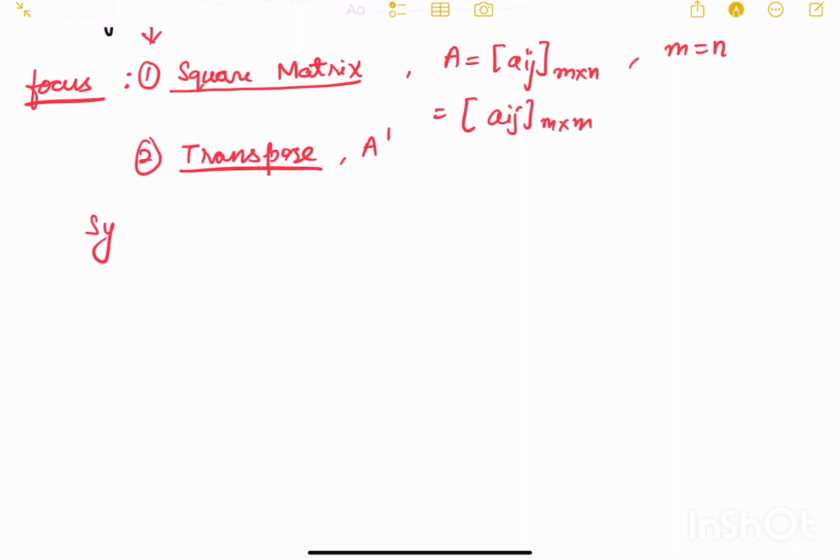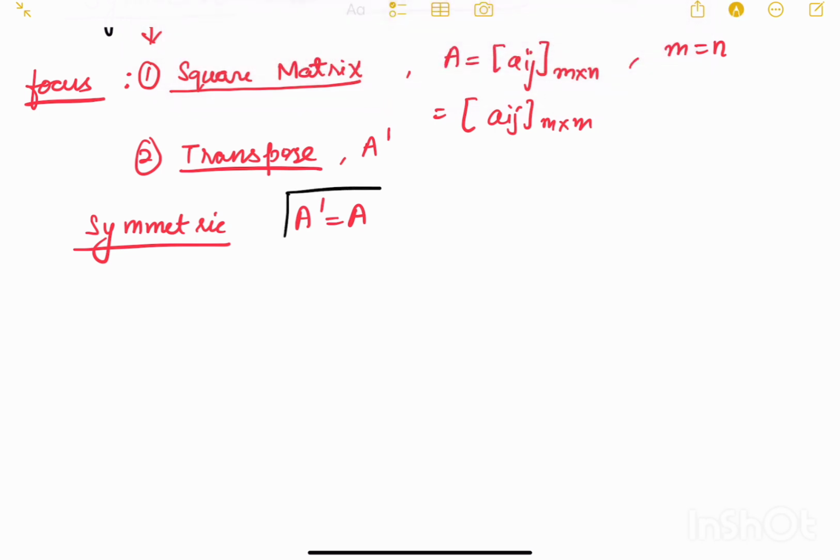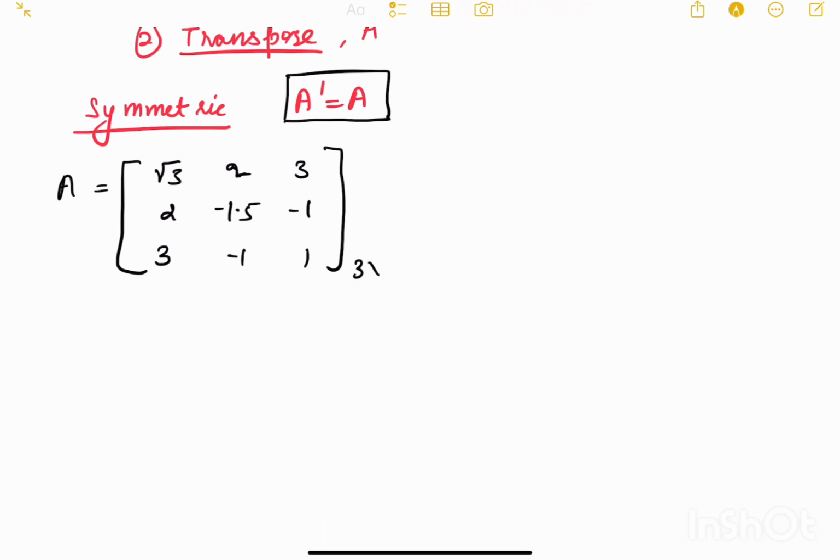So a matrix is said to be symmetric if my A dash is equal to A. This is a very important condition. For my matrix to be symmetric, my A dash must be equal to A. Now, what do we mean by that? Let me consider an example. This is a 3 cross 3 matrix with elements in it. I'm just writing it down. So this is my 3 cross 3 matrix.